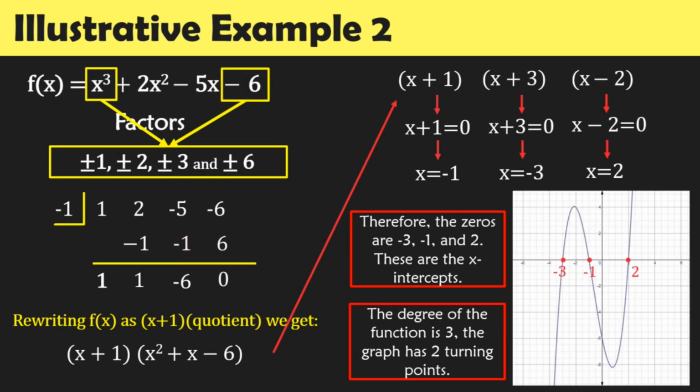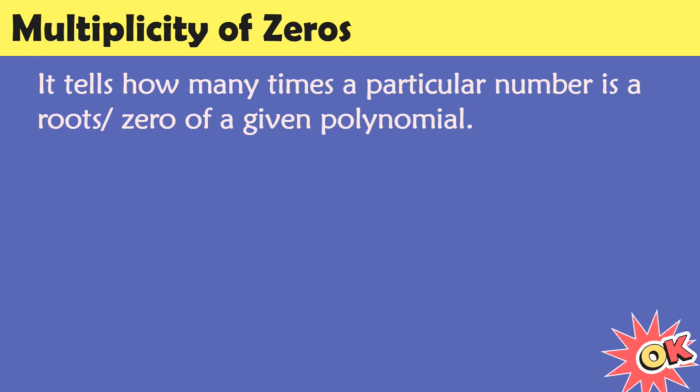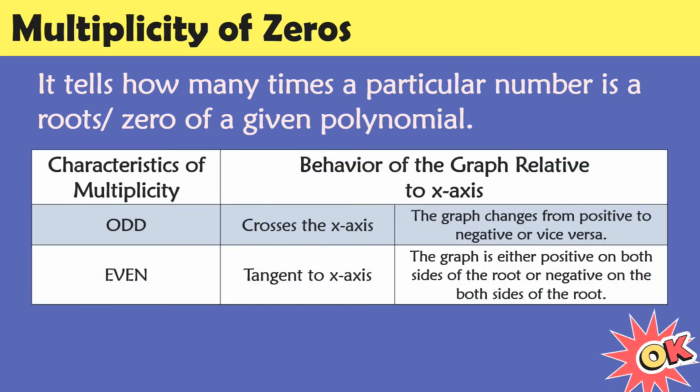Next, we will have the multiplicity of zeros. It tells how many times a particular number is a root or zero of a given polynomial. For the characteristics of multiplicity, we have odd and even. And for the behavior of the graph relative to the x-axis, for odd it crosses the x-axis, and the graph changes from positive to negative or vice versa. And for even, it is tangent to the x-axis. The graph is either positive on both sides of the root or negative on both sides of the root.